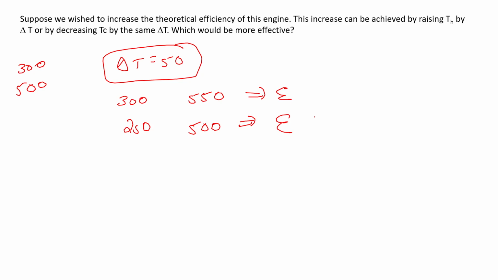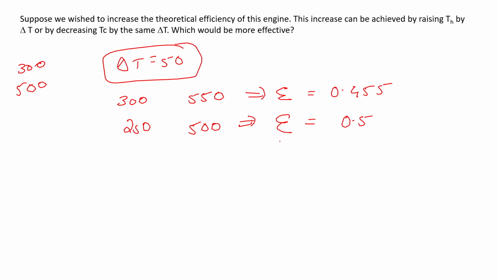By decreasing Tc by the same delta T, it would be more effective. First case, how much is the efficiency you are getting? 45.45%. Yeah, it will be 0.45. And what about this case? 50%. 0.5.